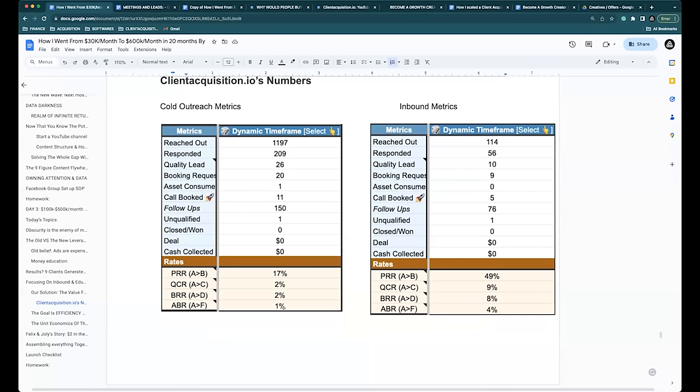Another example, cold outreach. 1,400 people reached out to, okay? 10% reply rate, which is a lot worse than the last one, which was actually pretty good in my opinion. And then 1% were qualified. Booking requested, 32 people, 17 calls booked. Same thing, 1% of people booked calls.